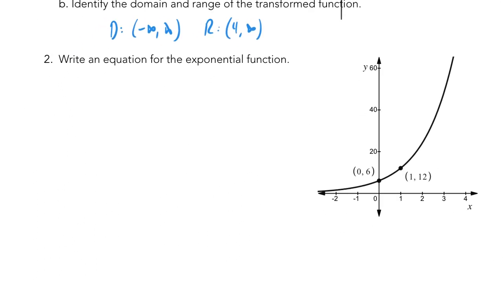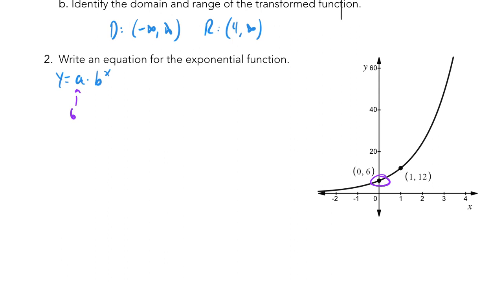Write an equation for this exponential function. Again, I want to write in the form y equals a times b to the x. That's what an exponential function should look like. So I need to know the starting value, our y-intercept, and I need to know the rate of change, the growth rate or decay rate. So our starting value is the y-intercept, pretty easy to find, (0, 6). So that's going to be 6.